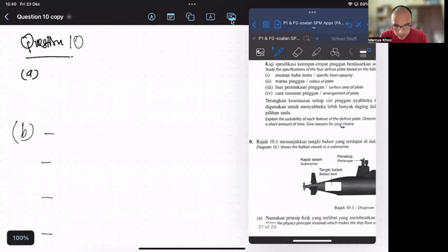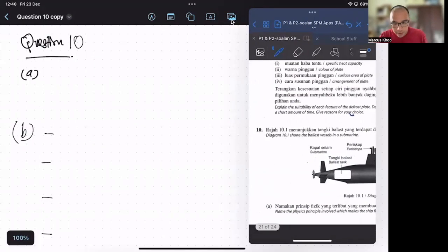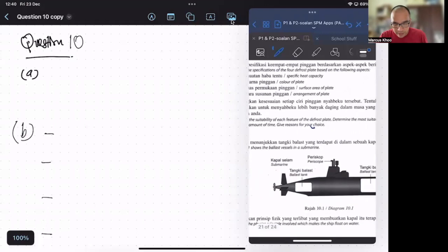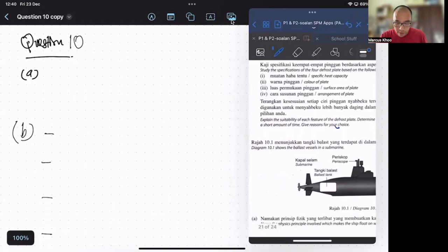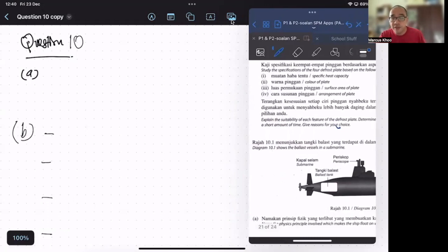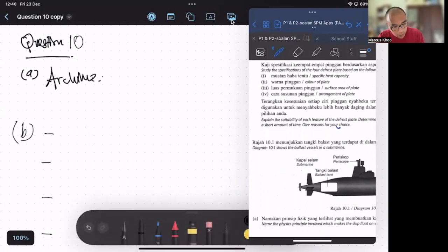The next question is question number 10. Diagram 10.1 shows the ballast vessels in a submarine. So you have the two ballast tanks over there. We have a submarine, so obviously the physics principle involved will be the Archimedes principle.